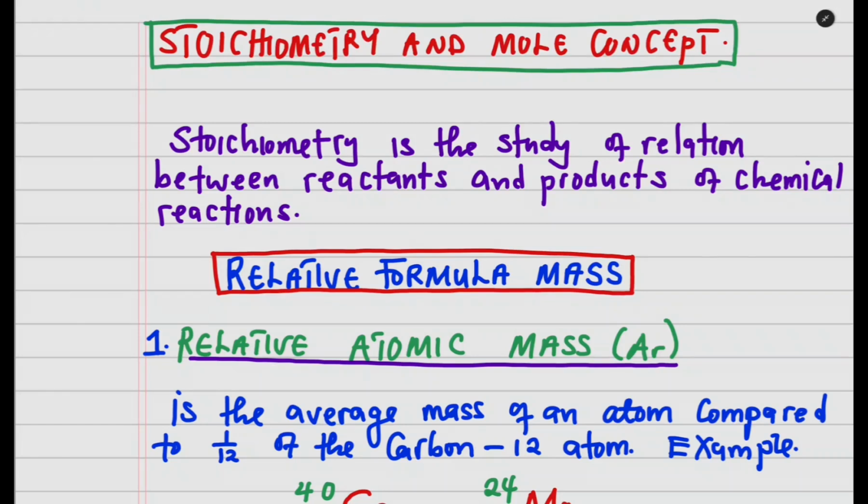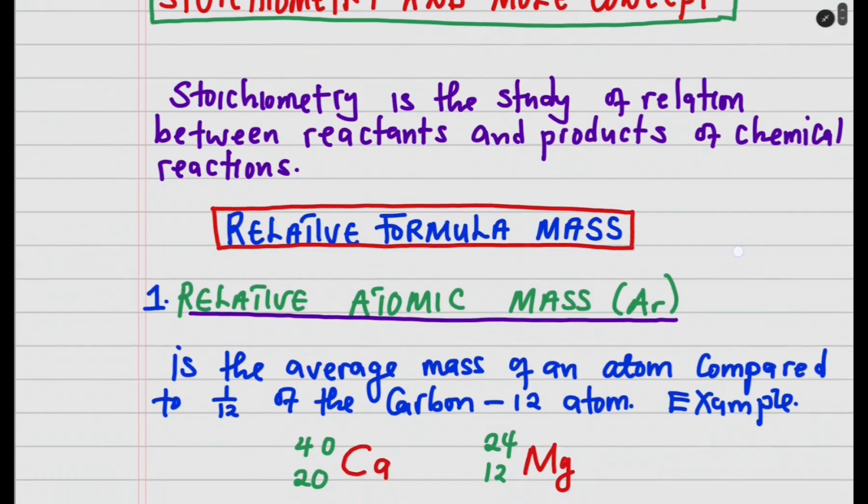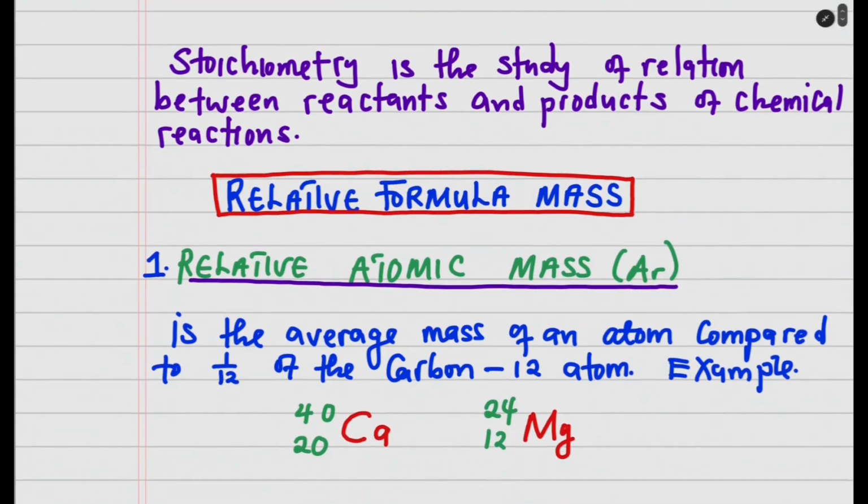Let us look at stoichiometry and more concepts. To start with, let us define what stoichiometry is. Stoichiometry is just the study of the relation between reactants and products of a chemical reaction. Now, to build on this, let us have a look at relative formula mass. Under relative formula mass, we are going to discuss relative atomic mass and also relative molecular mass.